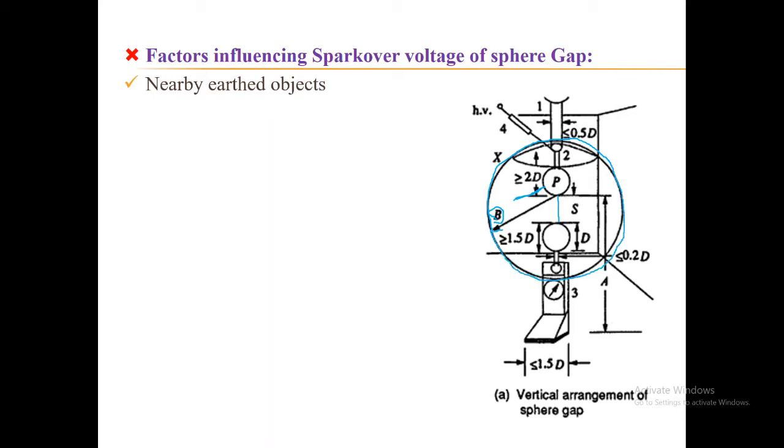Okay, so once we remove it, then we need to apply the voltage. Otherwise, whatever voltage you are measuring will obviously be low compared to your expected value, because the spark has not been created between the two spheres, but actually the spark has been created between the high voltage sphere and the earth object.